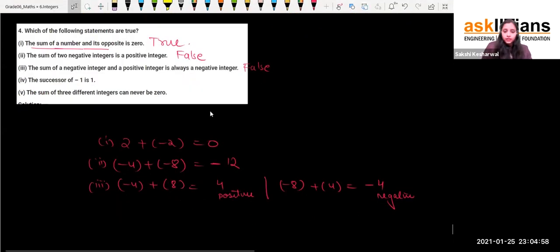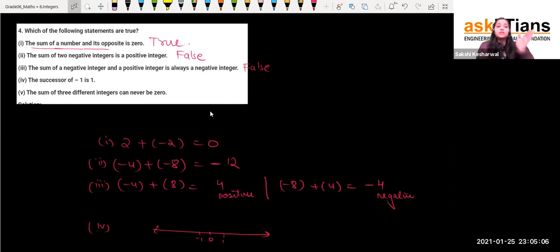Now coming to the 4th, the successor of -1 is -1. True or false? Think. Successor. If you draw a number line, it is 0, -1, and 1. The successor of -1 is just the immediate number. Successor means going to the right position. So this will be 0. Answer is false.